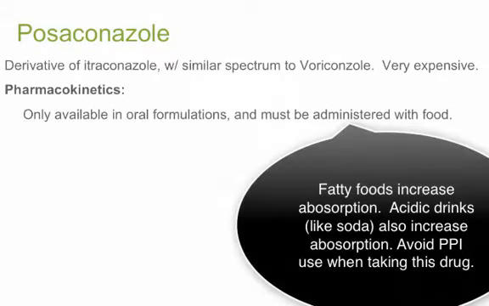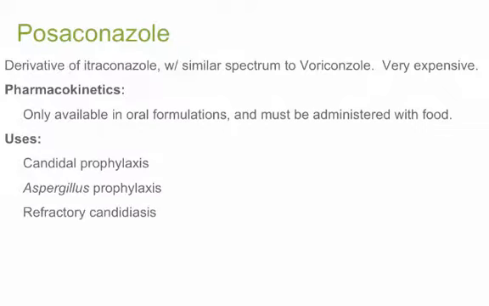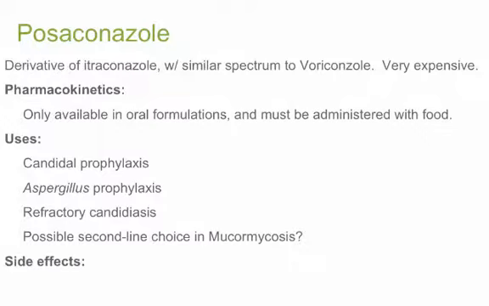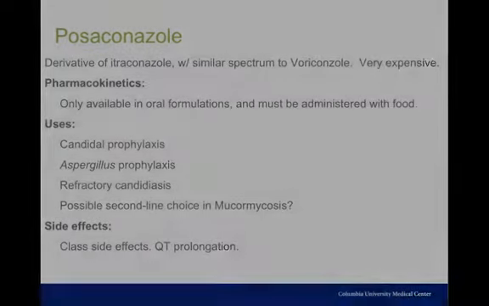Posaconazole. This derivative of itraconazole is similar to voriconazole. One difference is that posaconazole is only available in oral formulations and must be administered with food to ensure bioavailability. For our purposes, it has a few notable uses. It is proven superior in candidal prophylaxis, while also prophylaxing for Aspergillus species. It is sometimes used in refractory candidiasis, and less importantly, it is a possible second-line choice in the treatment of mucormycosis. Its side effect profile is similar to other agents, with the additional unique side effect of QT prolongation.